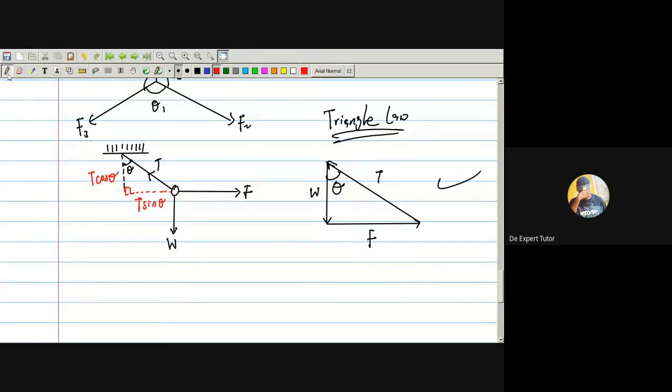Now, if you observe this tension itself, the direction is away from this point. So therefore, the components' directions will also be away, like this. This one will go here, and this one will go here. They just have to move away from this point. So this is what we have.